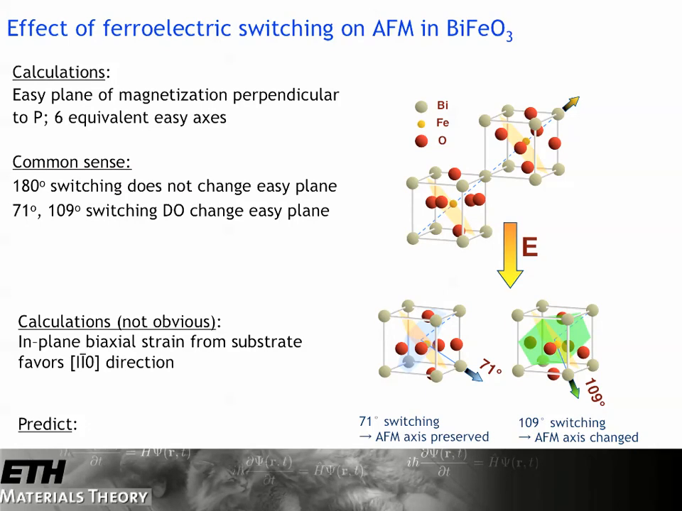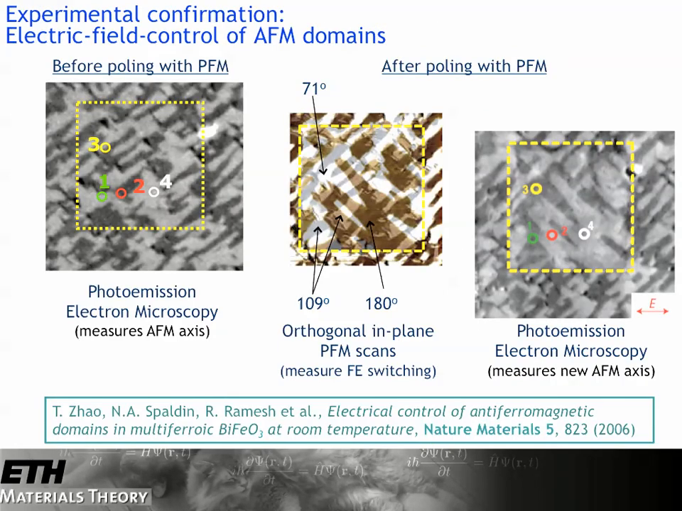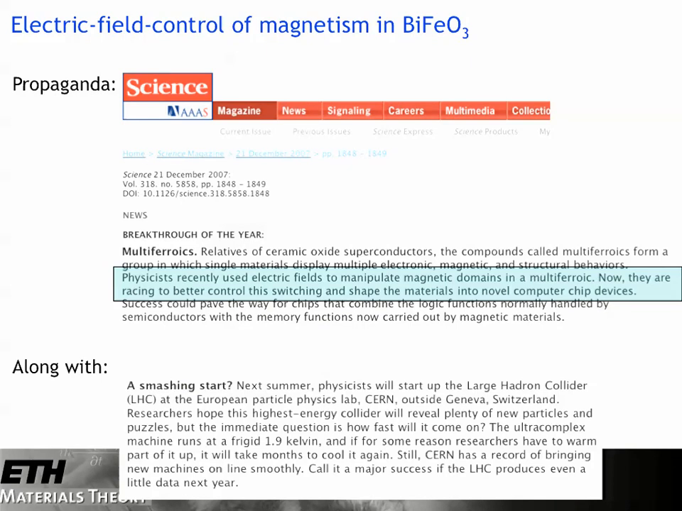I'm going to, in the interests of time, skip over the experimental confirmation of this, but apart from telling you that our colleagues did a combination of photoemission electron microscopy and piezo force microscopy, and really did find that only 109 degree switching changes the antiferromagnetism. So we really do have deterministic electric field control of the magnetism in bismuth ferrite. And again, to do this in a ferromagnetic ferroelectric is of course the ultimate goal, and if someone can please make one, then I think it will be possible.